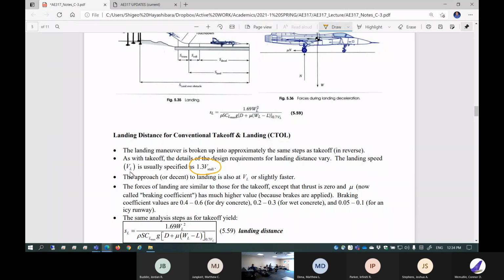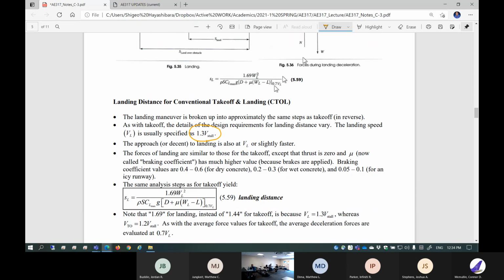So landing speed, this is the approach speed, is 1.3 times V stall. This is a bigger factor of safety. You don't want to decelerate too much, too close to stall speed. That means you don't want to stall before you touch down. So that's the only thing. The factor of safety is a little bit higher, and this is going to trickle into this number. Instead of 1.44, you are going to deal with 1.69. So the landing distance tends to be a little bit longer than takeoff distance. That's the only difference.